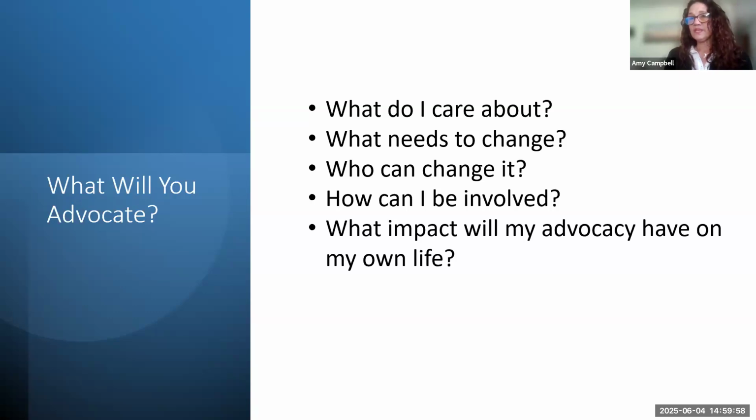Who can change it? Is this about laws and funding, so it needs to be legislators? Is it about implementation of a program that's just being under-resourced and just not going well and not doing what it's supposed to do? So I could deal with that at an agency level or maybe a clinical level.